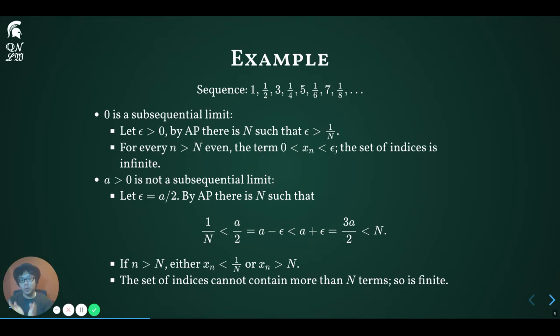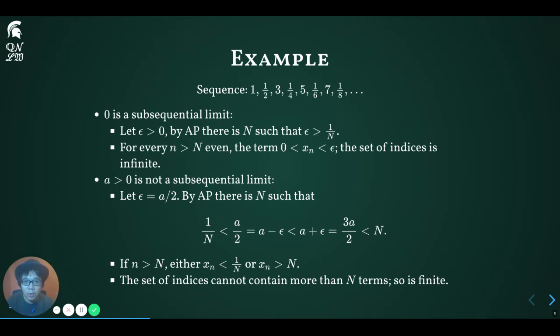Let's finish today by doing two examples using this theorem. First, we have the sequence that looks like 1, 1/2, 3, 1/4, 5, 1/6, 7, 1/8, and so on. So on the odd terms, it looks like n, and on the even terms, it looks like 1 over n. Since the odd terms grow unboundedly, this sequence cannot converge. Let's look at the subsequential limits of this sequence.